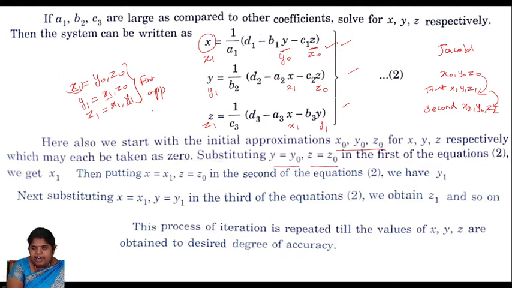Similarly, for the second approximation, we should substitute y1 and z1 to obtain x2. And to find y2, we should substitute x2 and z1. So, the newly found values are immediately substituted. To find z2, we should substitute x2 and y2. So, this is our second approximation in the Gauss-Seidel method.